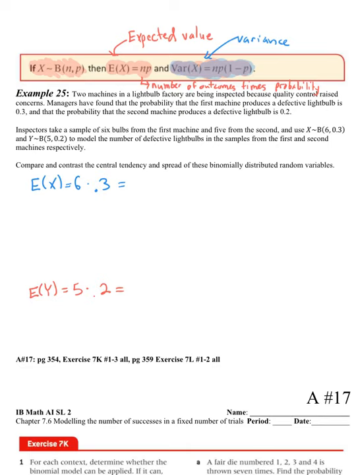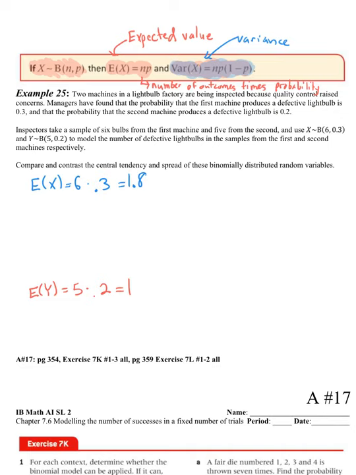All right. So when we do 6 times 0.3, we should get 1.8, I think. Yeah. And we do 5 times 0.2, we should just get 1. So we're expecting one of our light bulbs in the second example to be defective. We're expecting 1.8, almost 2 light bulbs to be defective in the first one. Okay.